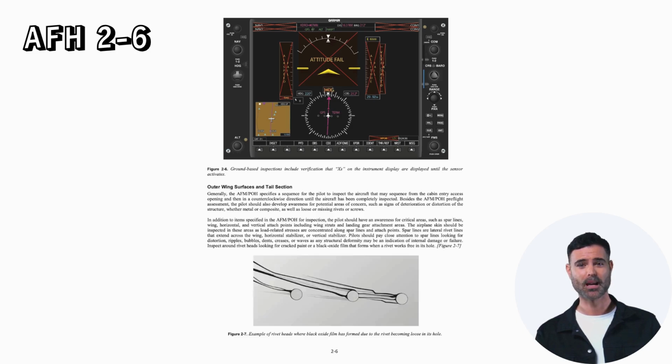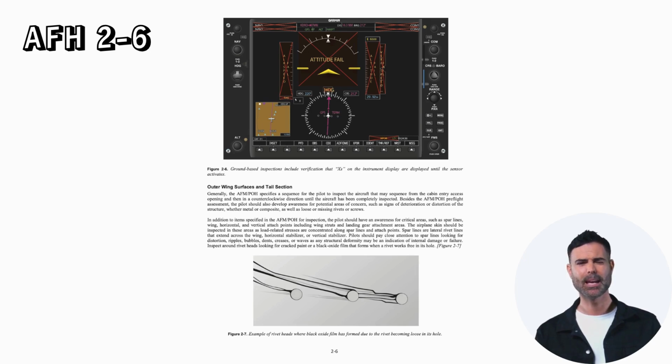Outer wing surfaces and tail section. Generally, the AFM-POH specifies a sequence for the pilot to inspect the aircraft that may sequence from the cabin entry access opening and then in a counterclockwise direction until the aircraft has been completely inspected.